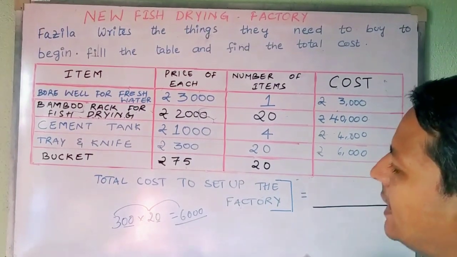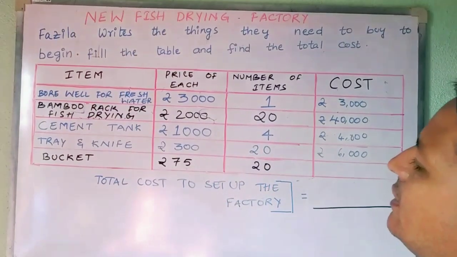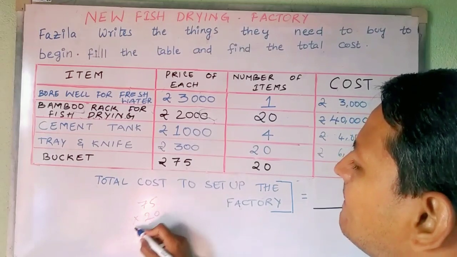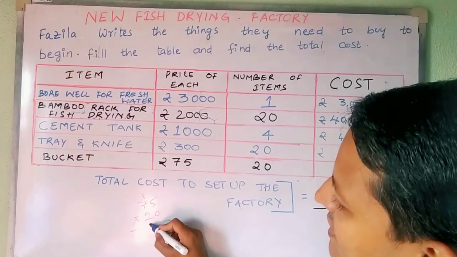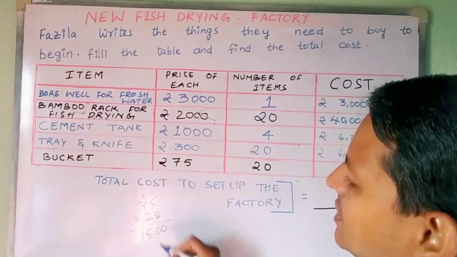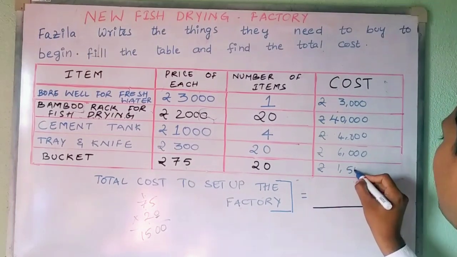Then bucket is 75 rupees. And how many buckets are required? 20 buckets are required. So 75 into 20. 5 2s are 10. 7 2s are 14 plus 1, 15. And here one more zero is there. So it is 1,500. Rupees 1,500.